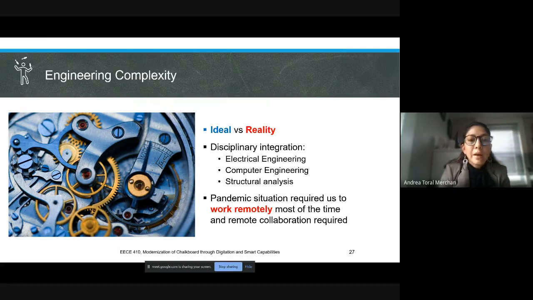So here we also have interdisciplinary integration. Besides electrical and computer engineering and structural analysis, we also created a mount that can hold the board and the camera in place. We created it for demo purposes.